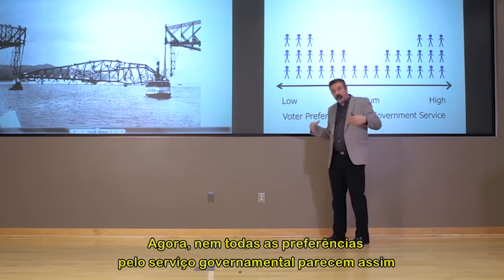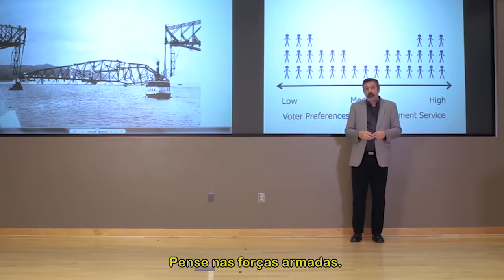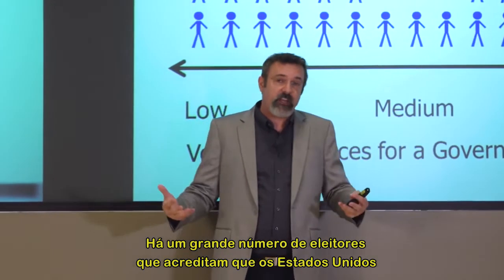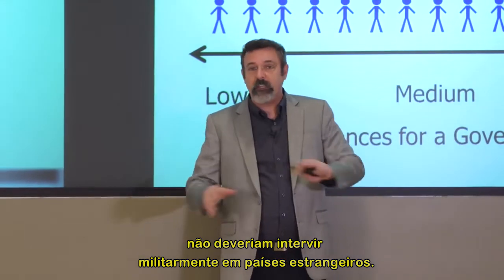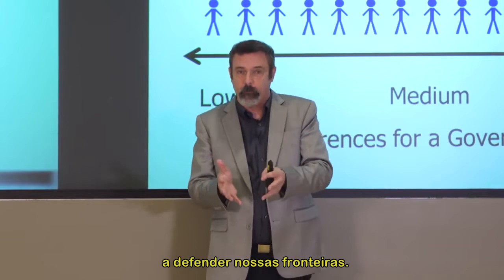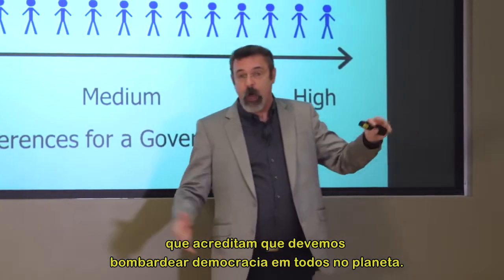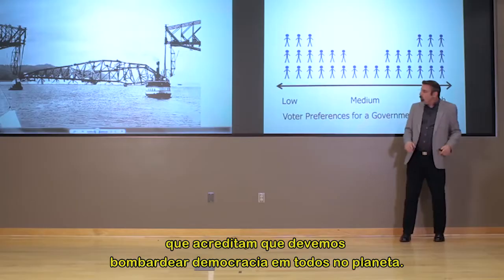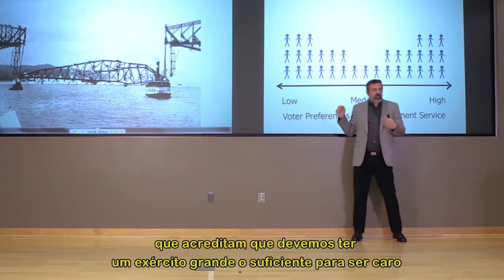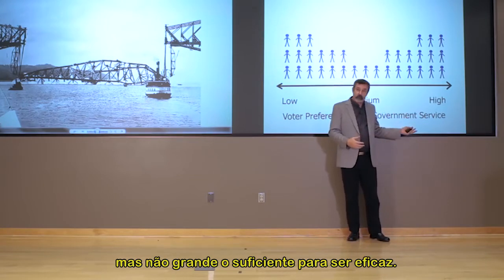Now, not all preferences for government service look this way, but a lot do. Here's an example. Think about the military. There are a large number of voters who believe that the United States has no business intervening militarily in foreign countries. We should have a small military that's devoted strictly to defending our borders. And then we have a large number of people who believe that we should bomb democracy into everybody on the planet. What we tend not to have are many people who believe we should have a military that's large enough to be expensive but not large enough to be effective.